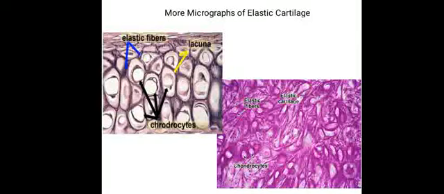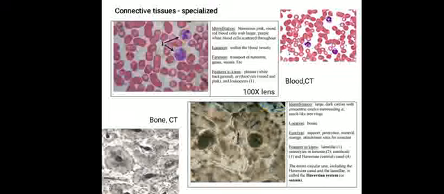So we have bone connective tissue, the specialized one. This is the blood connective tissue. That's how you can view it under a microscope. These are the structures you're expected to see there.